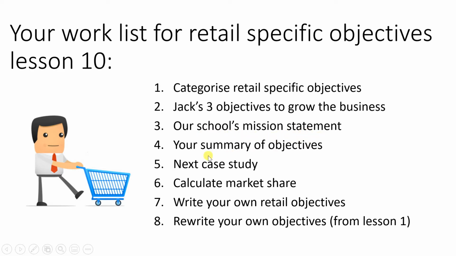And then task 4 will be a summary of the objectives, because we've actually covered 4 types now. And task 5 is our next case study. We've got a maths one on task 6 where you're actually calculating market share, and you're going to have a go at writing your own retail objectives for a real retailer of your choice. And then we're going to do a final reflection all the way back on lesson 1.